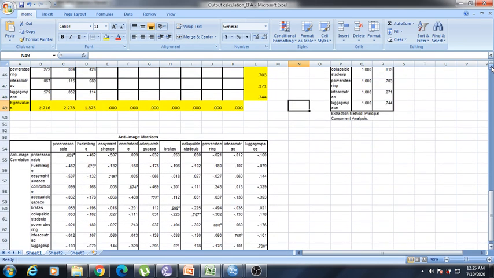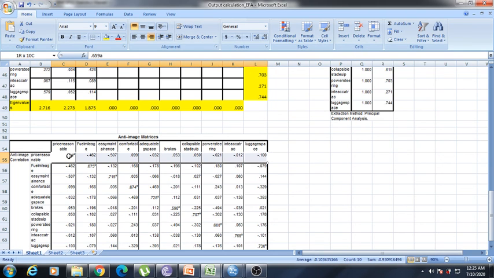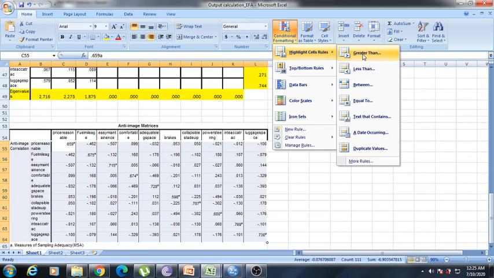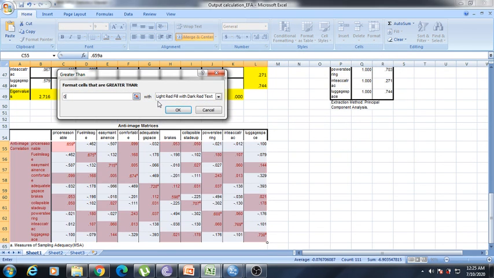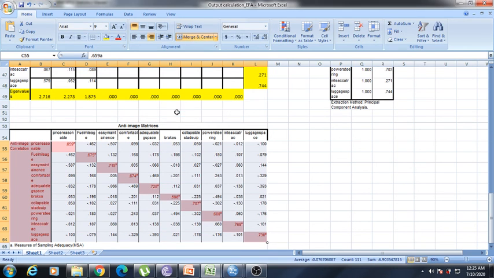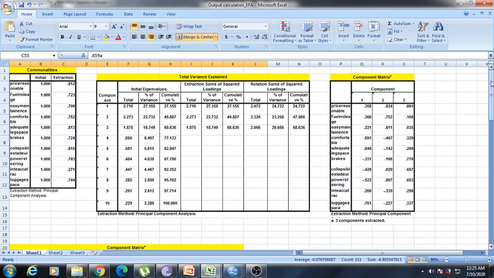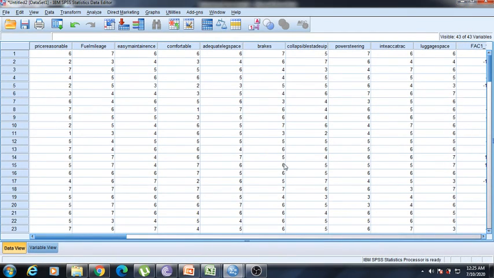Also, in case of anti-image, if you want to check whether your diagonal values are greater than 0.5 or not, we'll select all the values. We'll go to Conditional Formatting, Highlight Cell Rules, Greater Than, and put here 0.5, and then OK. So you can see here, all these values are greater than 0.5. So your measure of sampling adequacy is correct. In this way you can find out each and every value in the output of exploratory factor analysis. So these are the things we have got in SPSS.